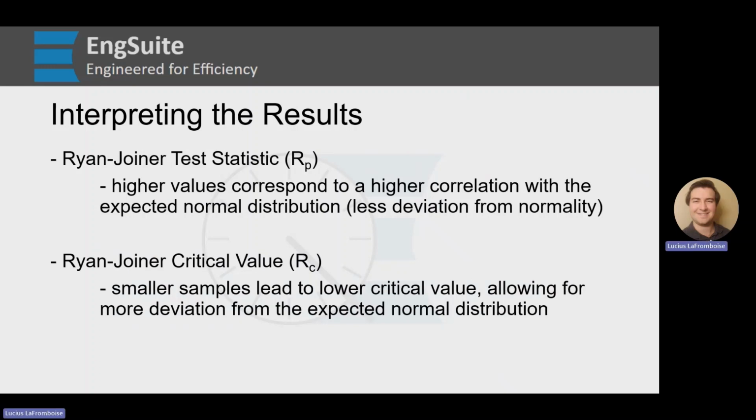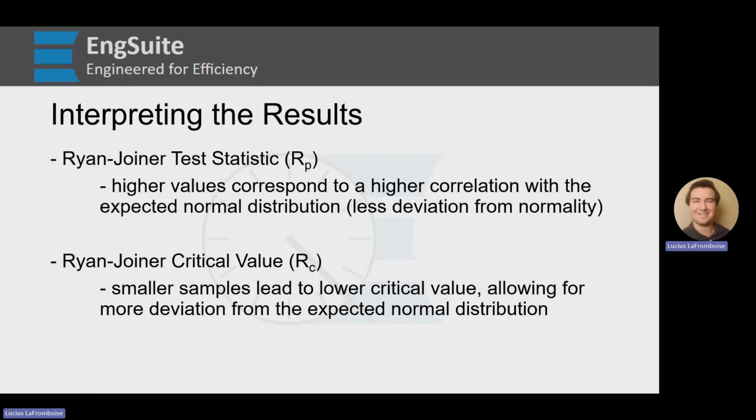So, interpreting the results. We have two different statistics here. We have the Ryan-Joiner test statistic, and higher values correspond to a higher correlation with the expected normal distribution. So that means that a higher Ryan-Joiner test statistic shows less deviation from normality, less non-normality.